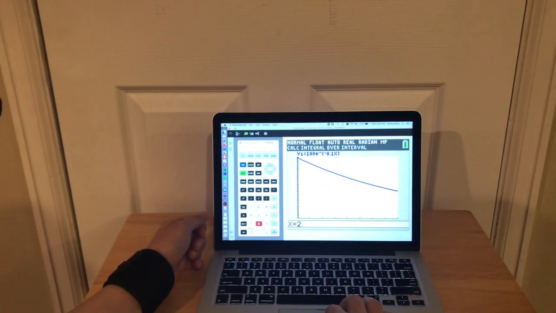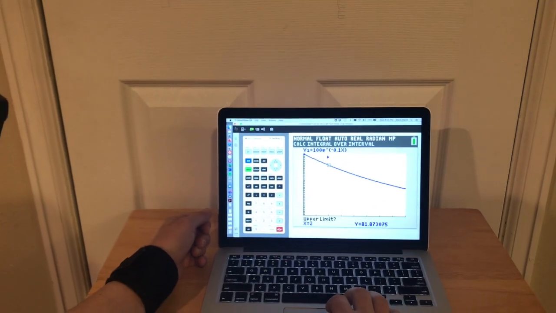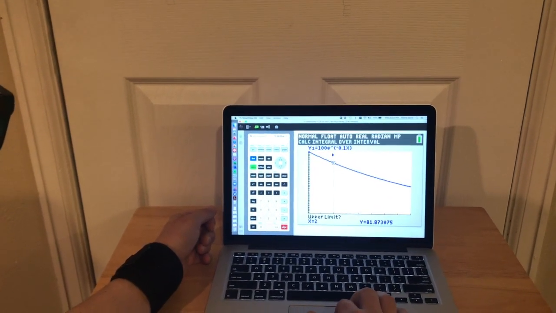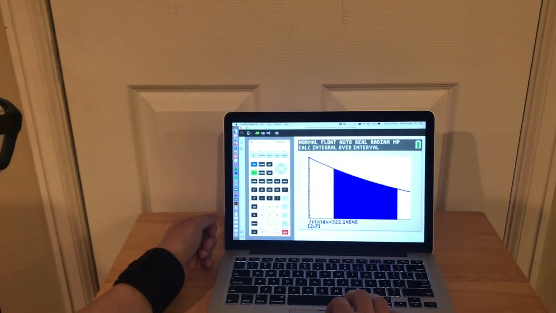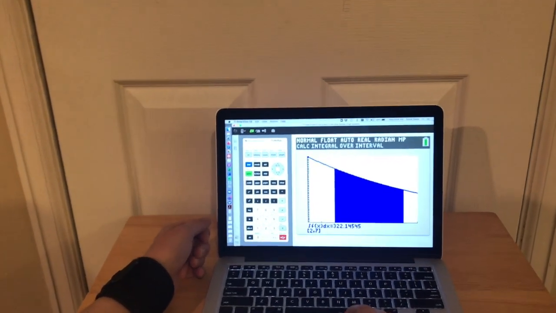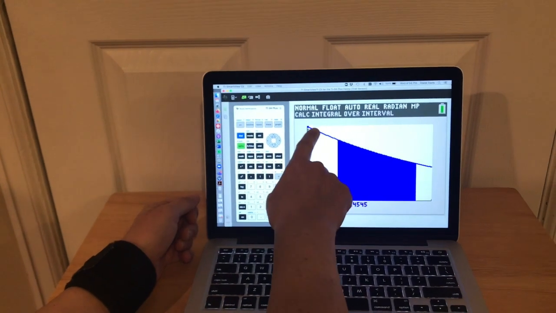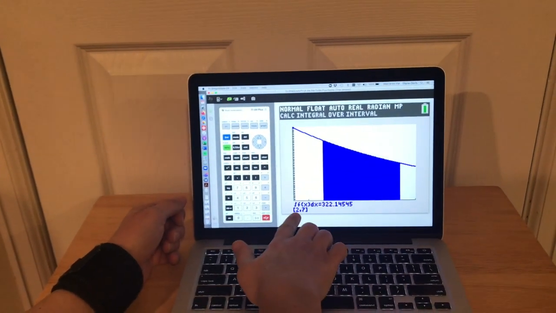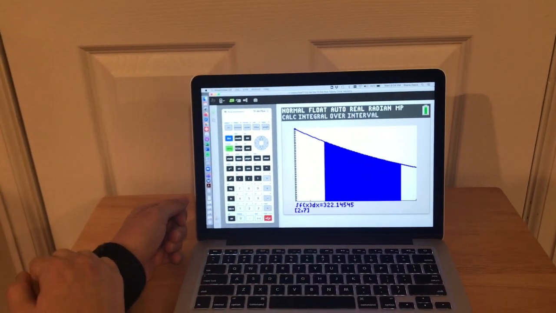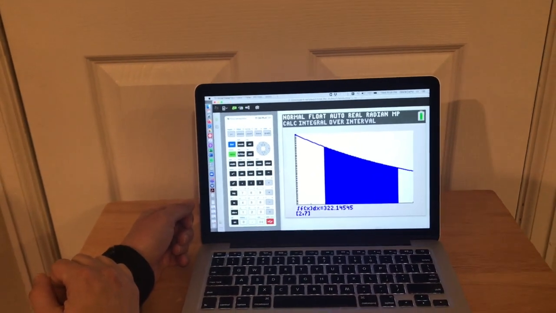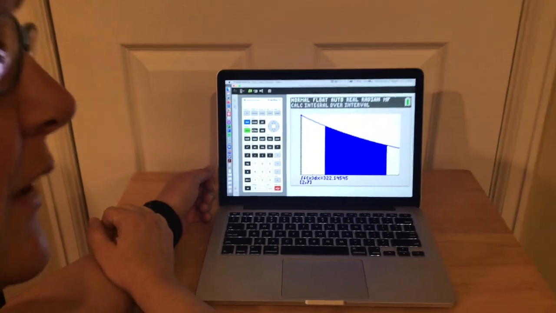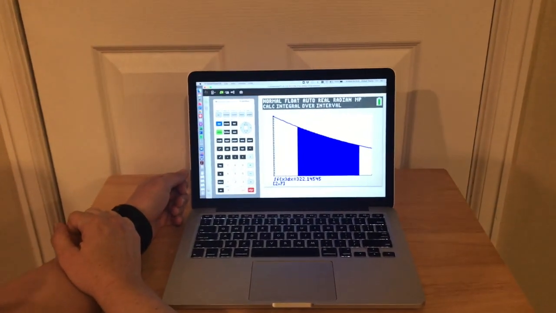Okay, so our lower bound is x equals 2. Our upper bound is 7. And we are now told that the integral, in other words, the area under our function from 2 up to 7, is 322.1. Okay, so in our last video, we will look at one final example of using definite integrals.